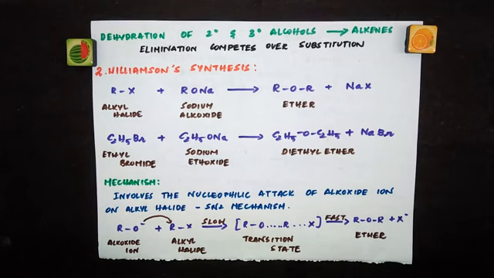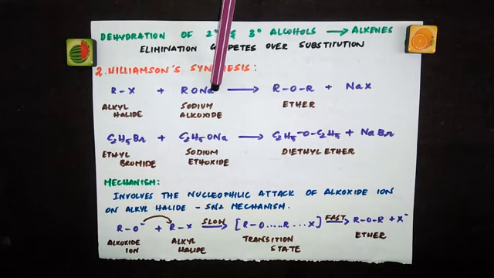The next method of preparation of ether is Williamson synthesis. In Williamson synthesis, we are going to take again alkyl halide and treat it with sodium alkoxide. See, RX is the general formula for alkyl halide and RONa is the sodium alkoxide.